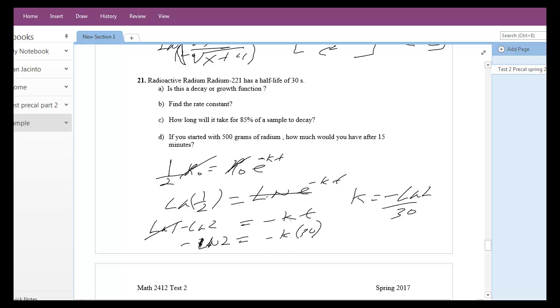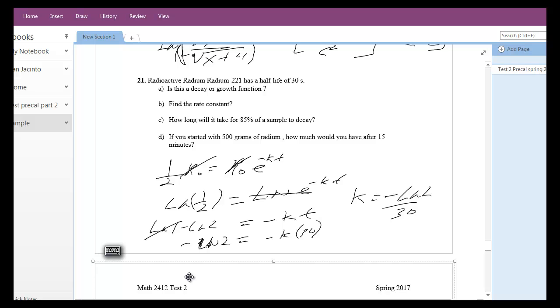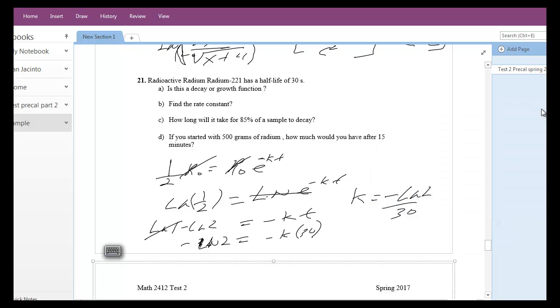Let's break out the handy dandy calculator. I'm just going to hit the button. Boom. There it is. ln of 2 divided by 30, so that's 0.0231 divided by 30, bam bam, my k turns out to be negative 0.0231.